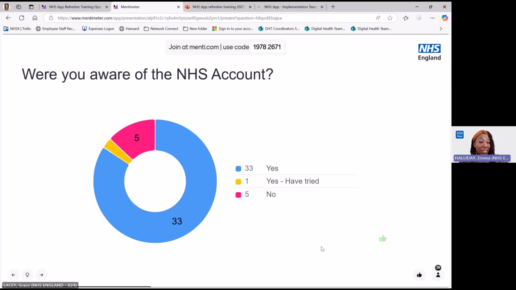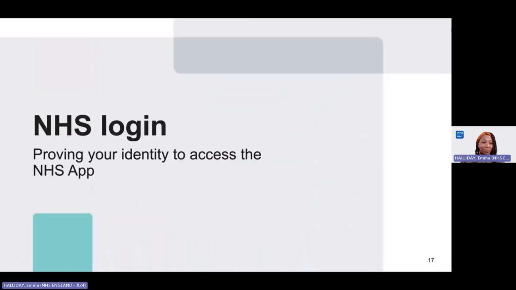Brilliant. So the majority have, but we do find that a lot of people haven't been aware, so we are promoting that more. Thank you to everyone who has taken part in this poll. Apologies to anyone who has been struggling with that. We are going to talk about NHS login, and I am going to pass on to my colleague James Butcher to take us through that section.